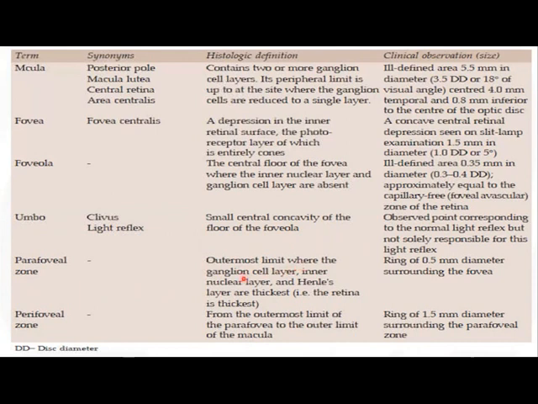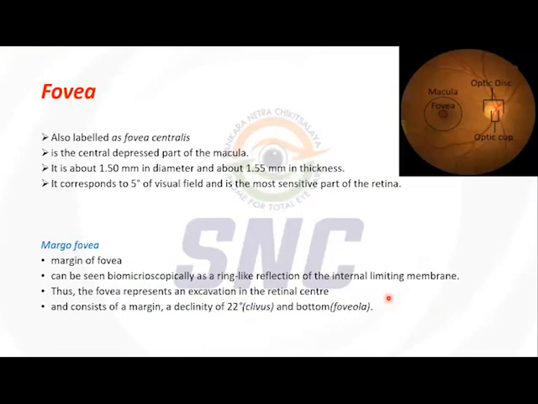In the parafoveal zone, histologically, it's the outermost limit where the ganglion cell layer, inner nuclear layer and Henle's layer are thickest. That is where the retina is the thickest. On clinical observation, it's a ring-like area of 0.5 millimeter in width surrounding the fovea. The perifoveal zone extends from the outermost limit of the parafovea to the outer limit of the macula. It's about a ring of 1.5 millimeter width surrounding the parafovea. The fovea we already discussed.